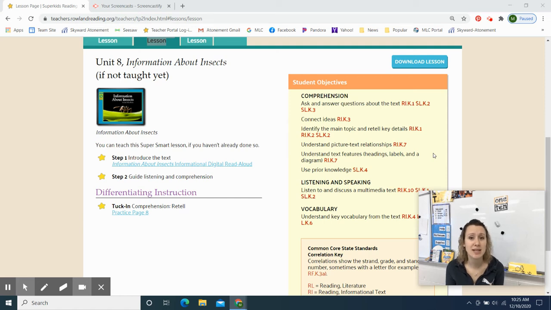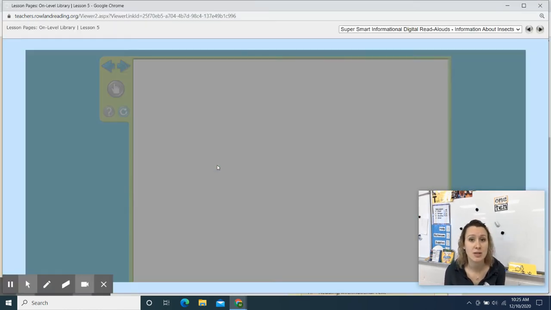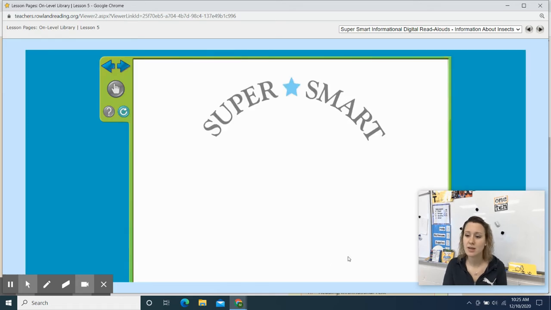So today we're going to be learning all about insects. Our Supersmart today is about insects, which are bugs. We've been learning about Icky, and his name starts with I, Icky. So today we're learning about insects. You're going to hear about how insects are different than spiders, because bugs and spiders are not the same.